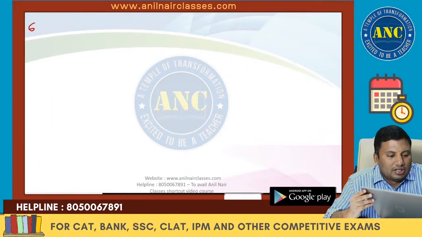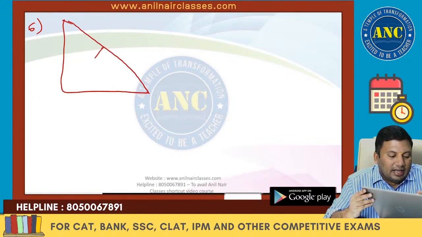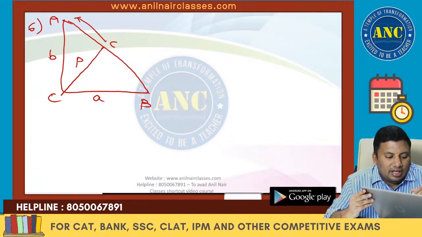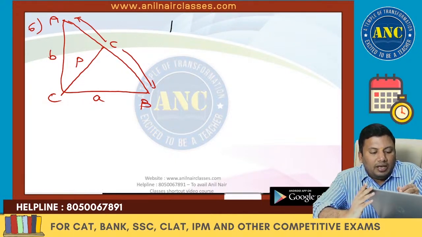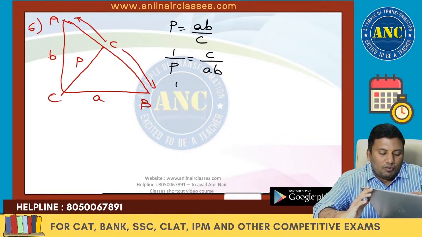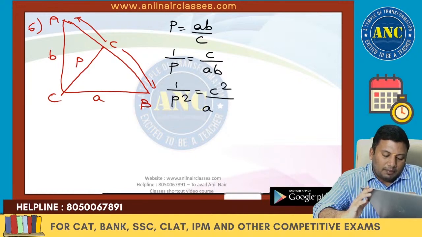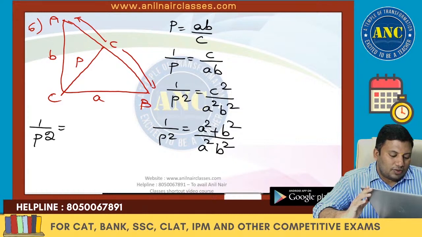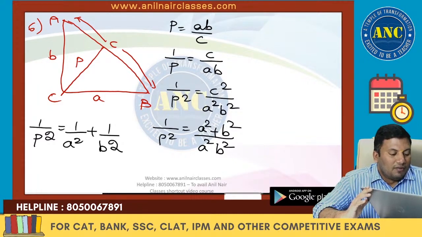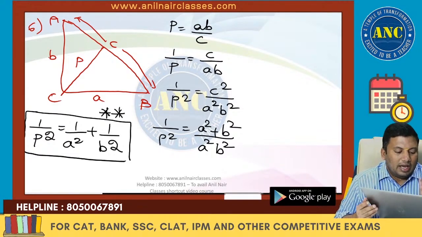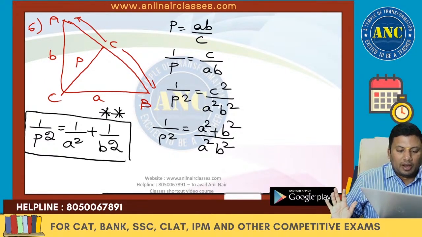Another important key point, the sixth one. Suppose I take a right angled triangle with altitude P, vertices A, C, B, and sides small a, small b, small c. What did we discuss right now? P is nothing but AB by C. So 1 by P is C by AB. 1 by P square is C square by A square B square, which is A square plus B square divided by A square B square. It is nothing but 1 by P square equals 1 by A square plus 1 by B square. Very, very important learning. Please make a note of it. I hope the idea is clear.